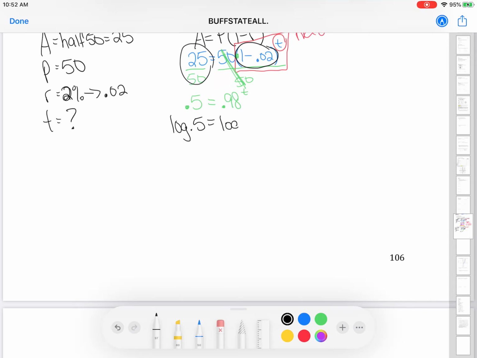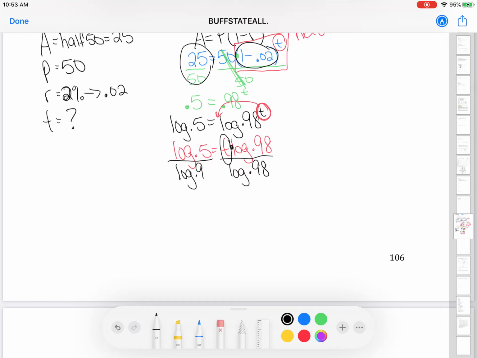Now I got the number being raised to the t by itself, so I'm good to use logs. The log of 0.5 is equal to the log of 0.98 to the t. The whole point of the log is to take that t and bring it down. See how it's the same process every time? It's actually really nice. So that t comes down in front of what it's attached to. And then my last step here, now that the log served its purpose, is to get rid of it. My goal is to get t by itself. T is being multiplied by that log, so I'm going to divide by it. So I'm dividing both sides by the log of 0.98.